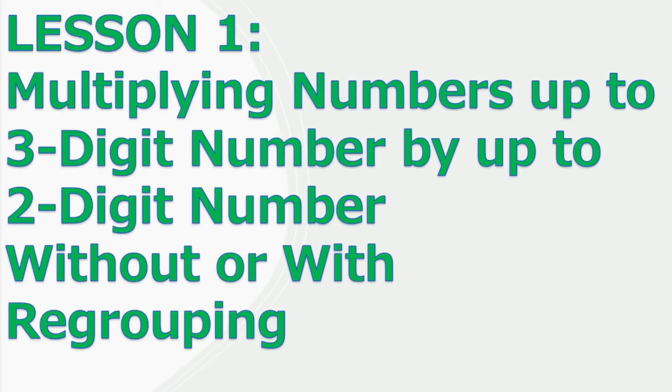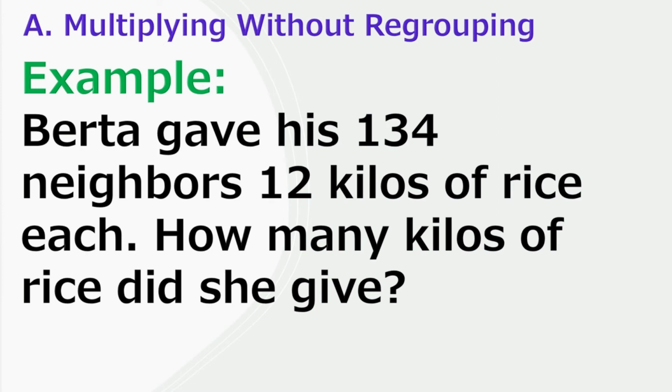Our lesson for today is multiplying numbers up to three-digit number by up to two-digit number without or with regrouping. First, multiplying without regrouping. I will give you an example problem. Berta gave his 134 neighbors 12 kilos of rice each. How many kilos of rice did she give?